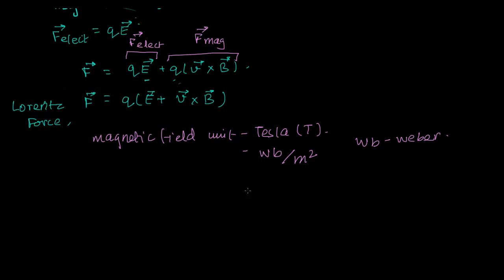Now these are huge fields, and when we are dealing with the Earth's magnetism, the fields that we experience are small. So there is a smaller unit called Gauss, where 1 Gauss is 10 to the power minus 4 Tesla. Okay, so there are basically 3 units: one called Tesla, another called Weber per meter square, and another called Gauss. They are the same. One Tesla is the same as one Weber per meter square, but not this. One Gauss is 10 to the power minus 4 Tesla, right?